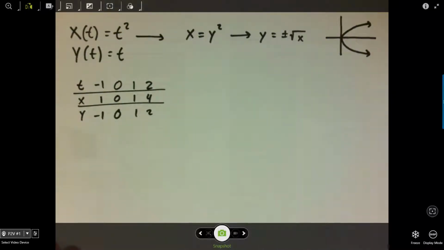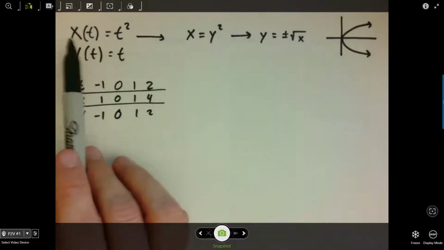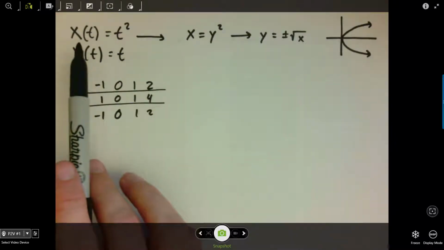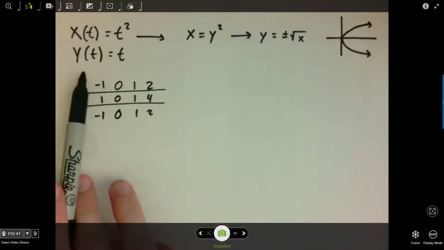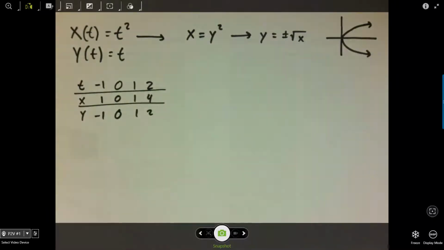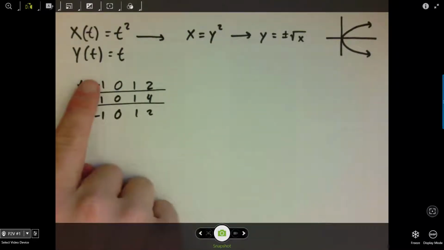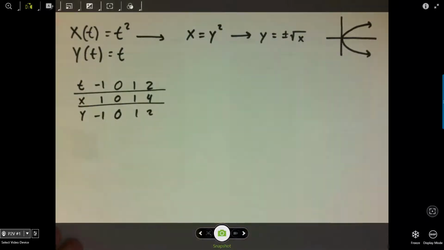But I'd also said that there's another way to visualize these, and that's by thinking about how the x-coordinates are changing with time, and just imagining that, and then how the y-coordinates are changing with time, and then imagining both of those things happening simultaneously. So let's look at that approach and see why it's going to give us this same picture in the end.